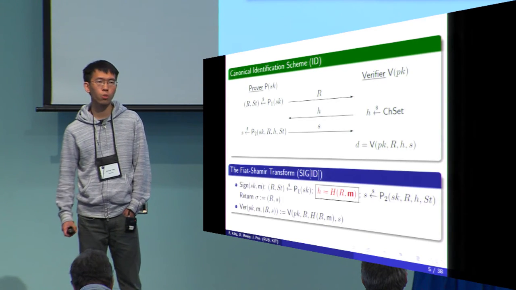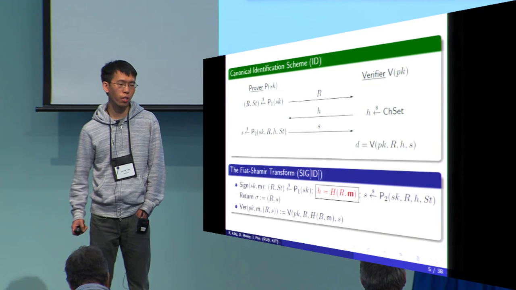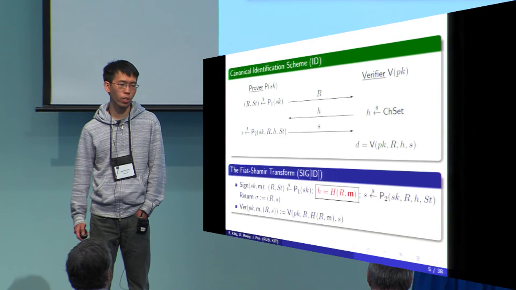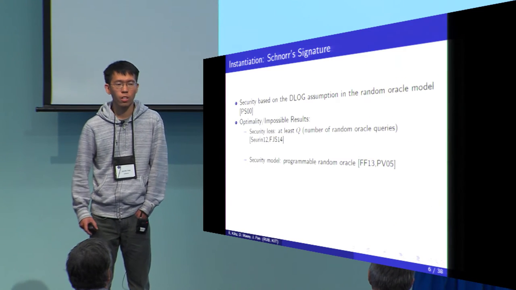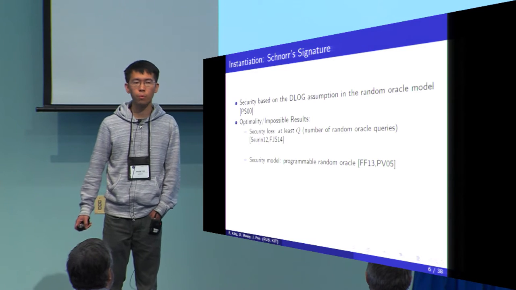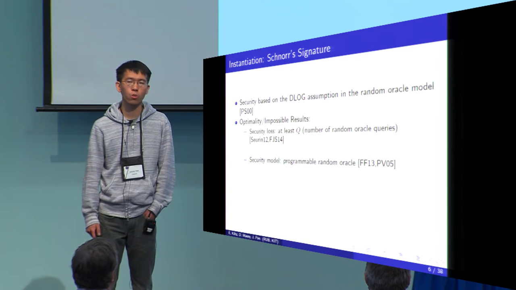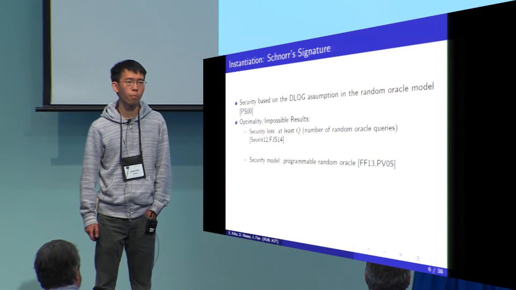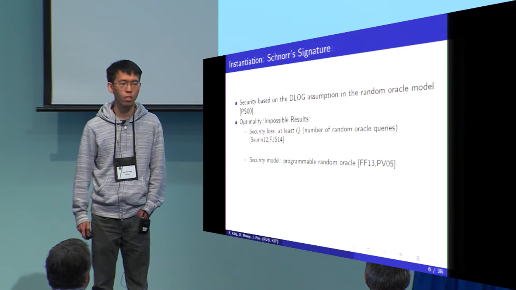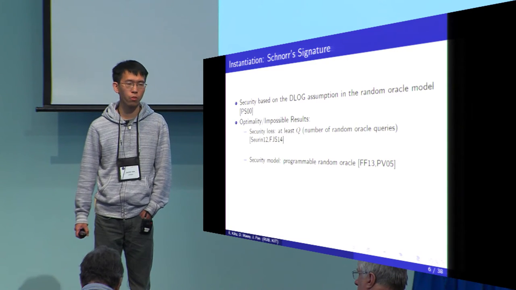When you want to convert it to a signature, it's basically just one important step. You just need to compute your random challenge via a hash, which is a random oracle. You just hash R and the message as your random challenge, and then you get the signature scheme. As I said before, one of the important instantiations is the Schnorr signature. If you use the forking lemma, you can prove the security of Schnorr is based on discrete log in the random oracle model. And there are also impossibility results showing that your security reduction has to lose at least a factor of Q, which is the number of your random oracle queries. And for the security model, you have to use a programmable random oracle. You need the programmability for the security.